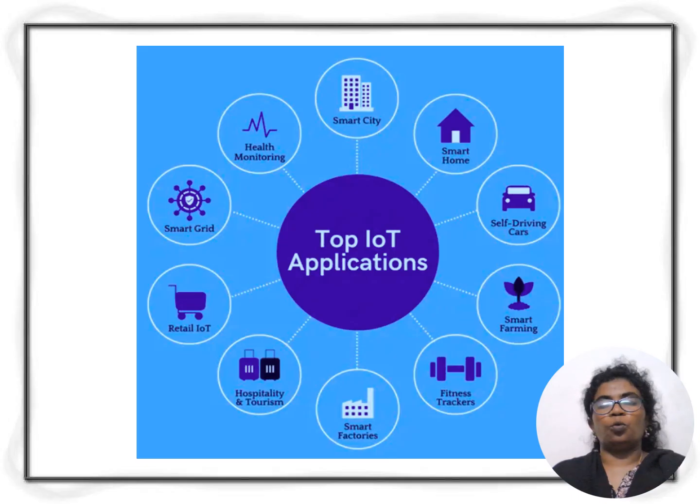See, these are all the top IoT applications. Smart city for health monitoring, smart grid is possible. Then hospitality for tourism, smart factories, fitness trackers, smart farming. So many sensors are available for determining the soil moisture, and for a particular route, what was the depth of water. Easily we can identify the defects in that particular route as well as leaf. Self-driving cars are available nowadays. Smart homes are there. These are all the main applications of IoT.